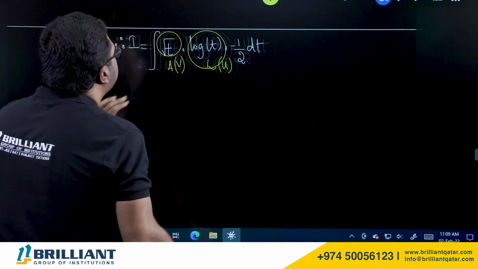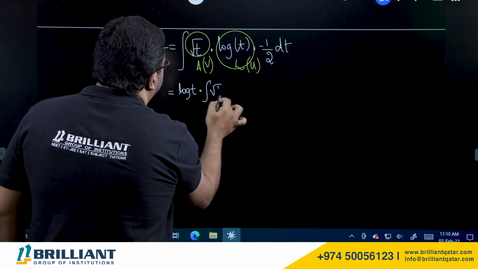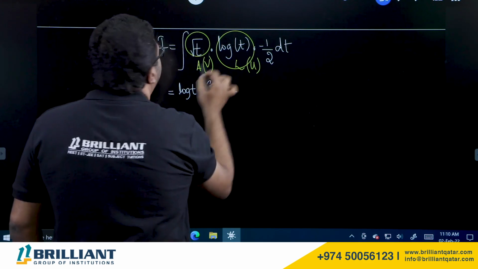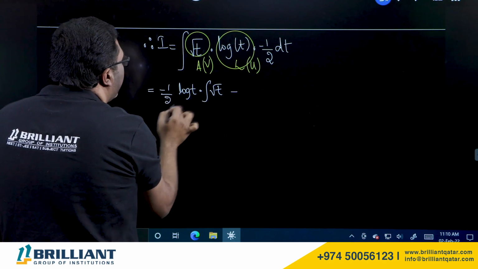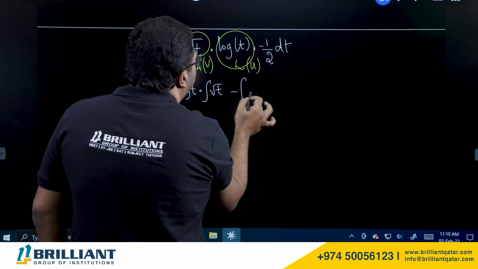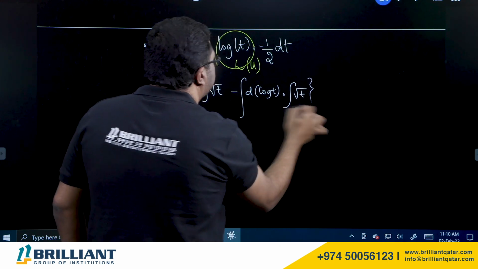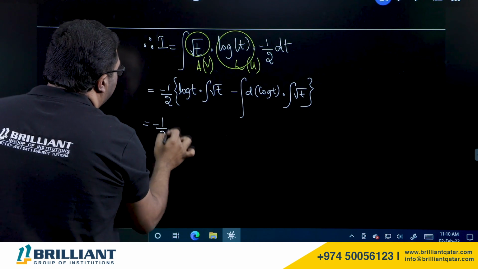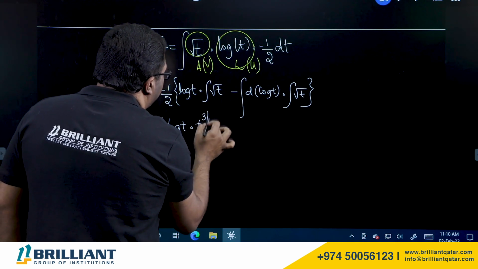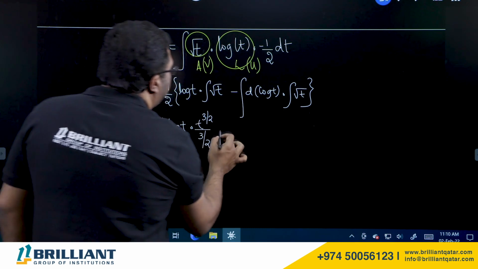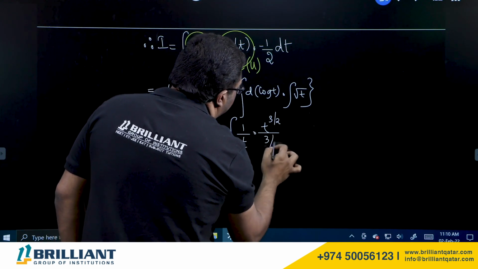That is equal to u into integral of v minus the integral of derivative of u into the integral of v. We forgot about the minus half, put the minus half in front of it. That is equal to minus half log t integral of root t, t raised to 3 by 2 divided by 3 by 2, minus the derivative of log t, 1 by t, into t raised to 3 by 2 divided by 3 by 2.